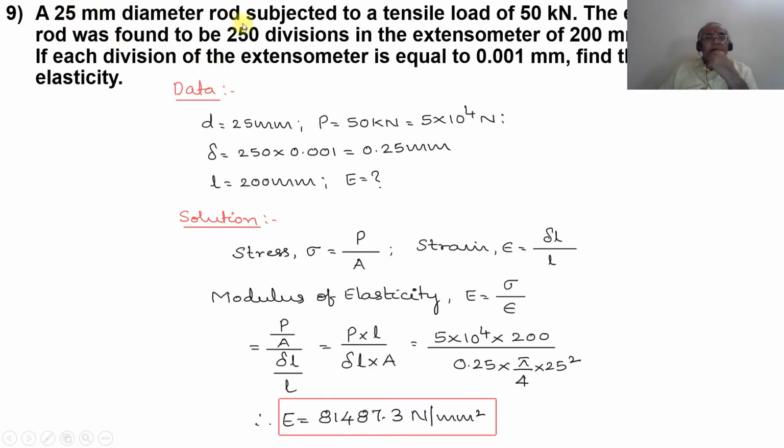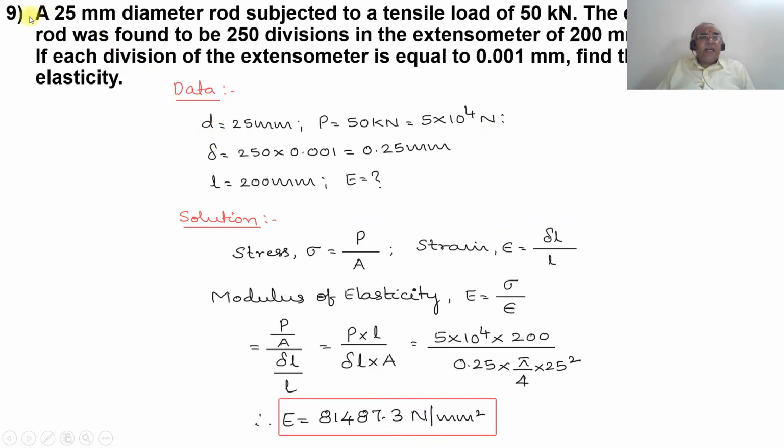A 25 mm diameter rod is subjected to a tensile load of 50 kilonewton. The extension of the rod was found to be 250 divisions in the extensometer of 200 mm gauge length. If each division of the extensometer is equal to 0.001 mm, find the modulus of elasticity. So here, it is given in a different format. Basically he has taken the readings from the universal testing machine.